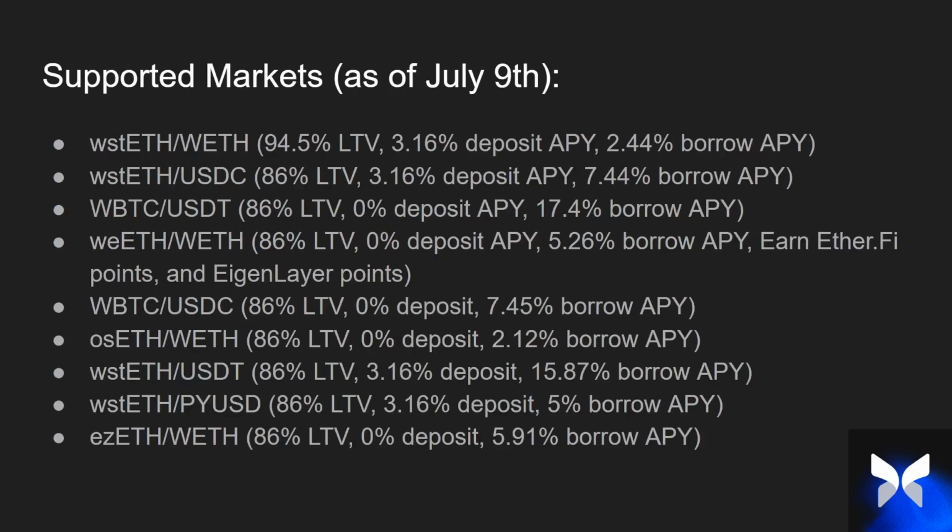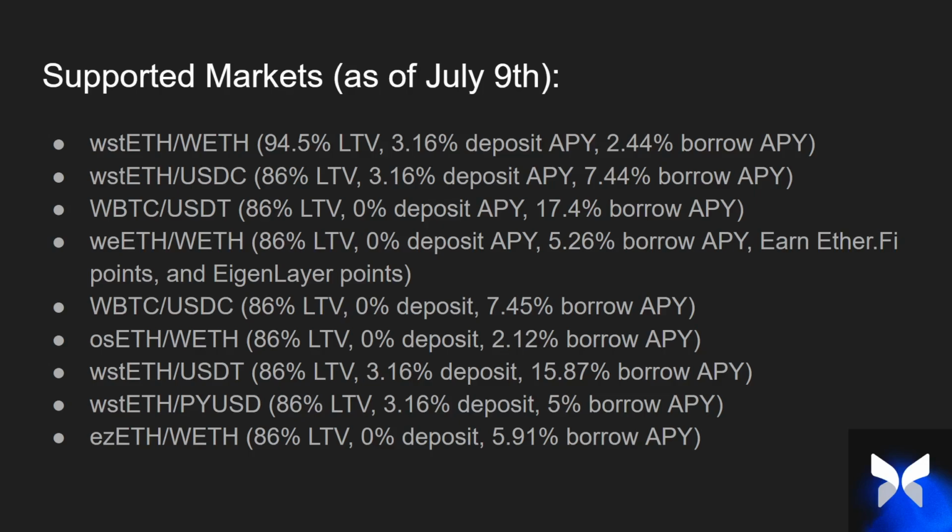So what are the supported markets then? We have quite a few here. We've got three pages' worth of supported markets, and I've put all the details here for your reference. Typically, with wrapped ETH, for example, we will see a loan to value ratio of 94.5%. This means you can borrow up to 94.5% of the deposited position, which is really, really high in lending today.